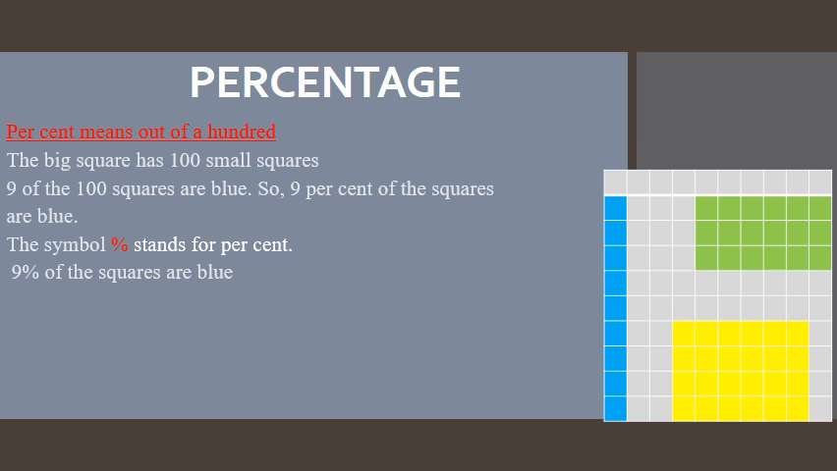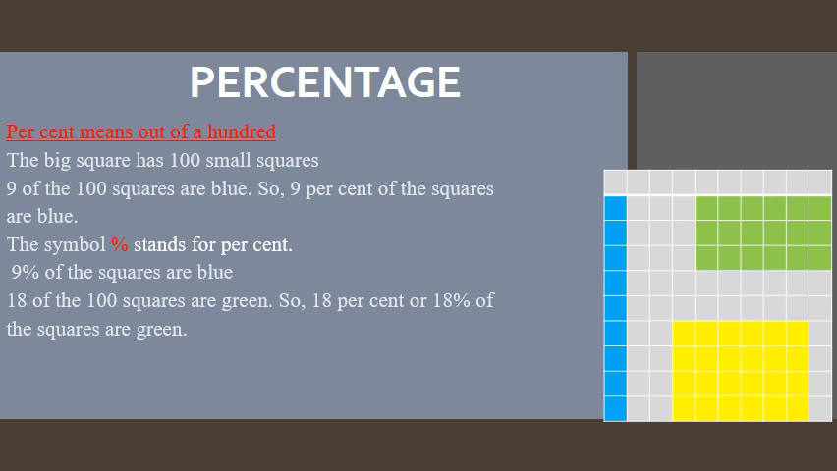The symbol %, this stands for percent. And what is this symbol? It is a slash with two zeros, one on top and the other on bottom. So this symbol stands for percent. This is the symbol of percent. So we can say 9% of the squares are blue, right?